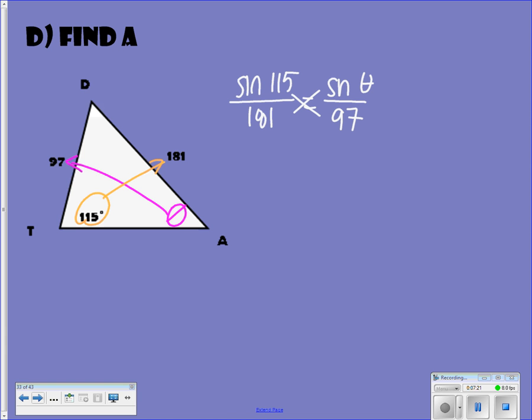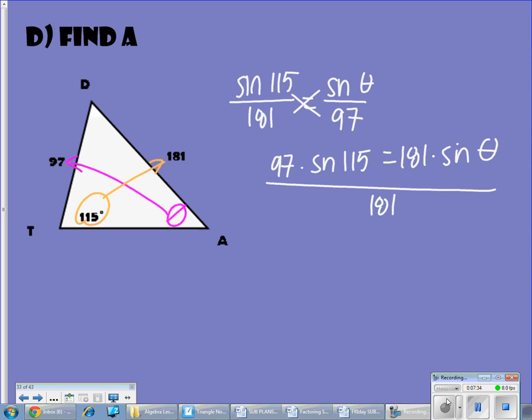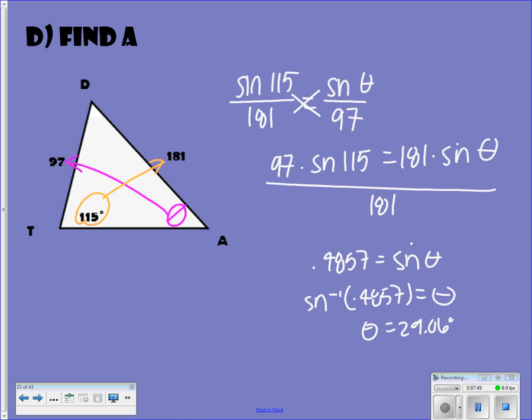So go ahead and cross multiply. 97 times the sine of 115 equals 181 times the sine of theta. Again, I'm solving for theta, so I'm going to divide each side by 181. So that will give me 0.4857 equals sine of theta. Again, to get theta by itself, you're going to take sine inverse of 0.4857 to equal theta, and you should get a final answer of 29.06 degrees.